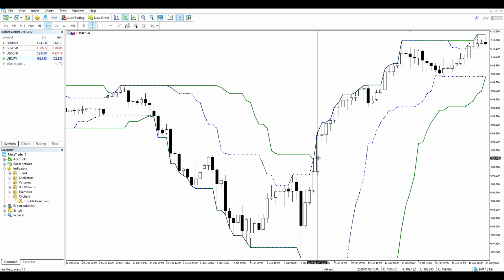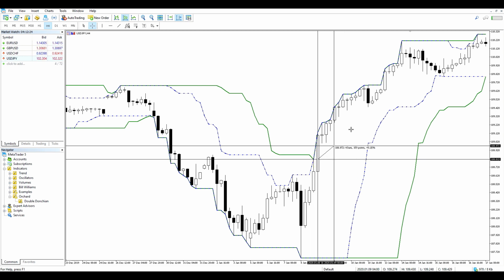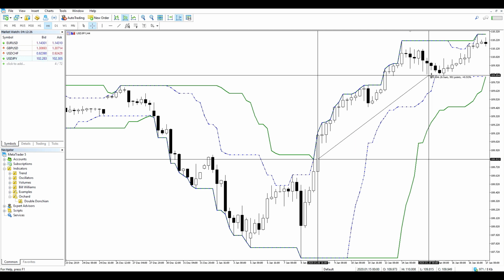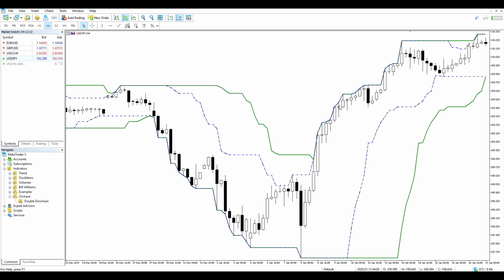Then another buy trade there, which would have carried until this point for 991 points. So some losses, but the gains are larger.